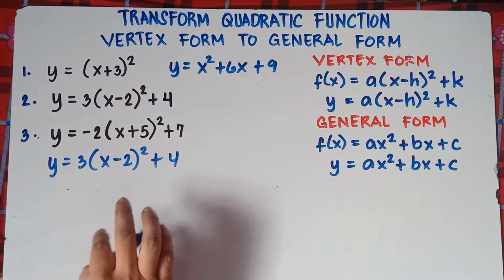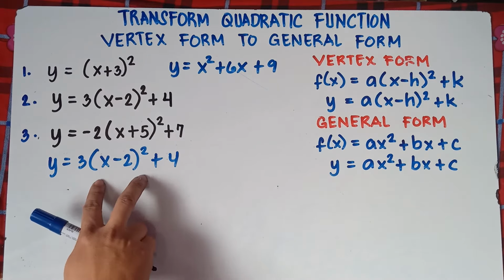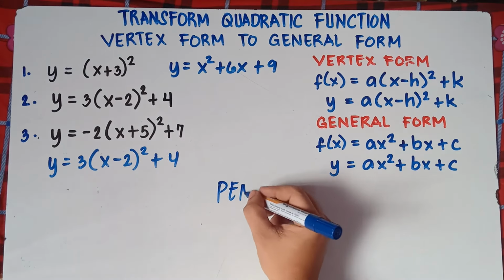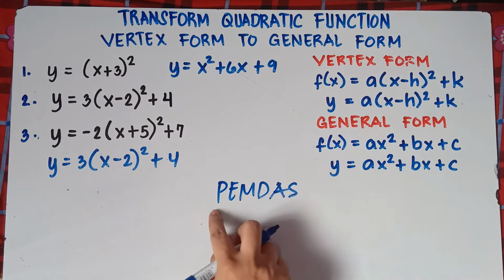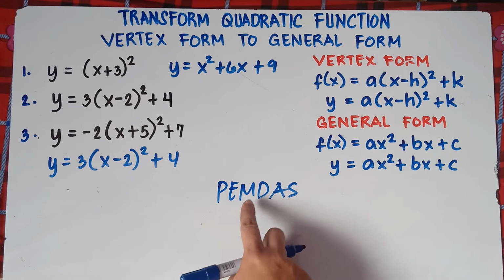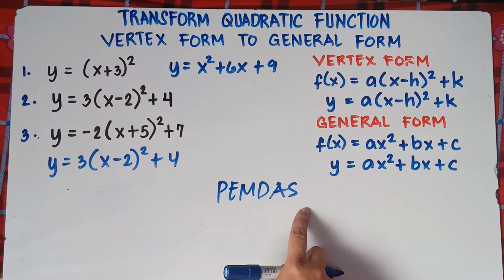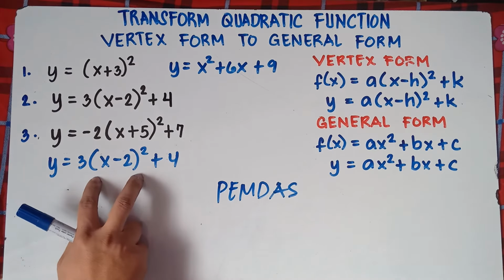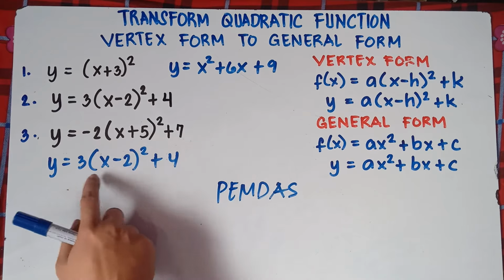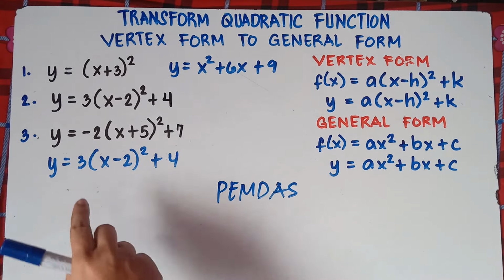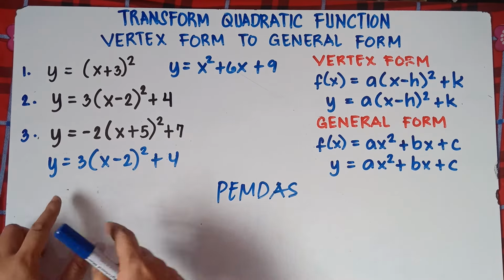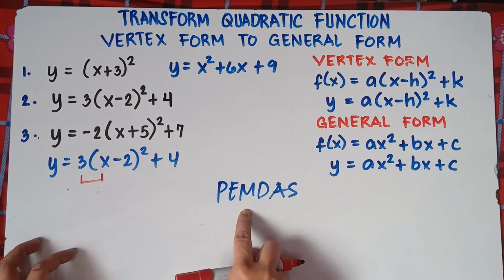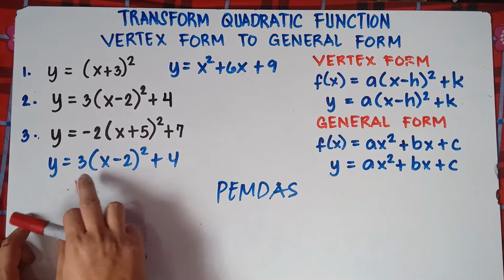Alright, so once again, class, you simplify this one first before multiplying it by 3. Always follow PEMDAS, class. Just remember PEMDAS. Parentheses, exponents, multiplication, division, addition, subtraction. So parentheses, then exponent. So you simplify this one first, x minus 2 quantity squared, before multiplying it by 3. Why is that, sir? Because this is just multiplication, class. 3 times this parentheses is just multiplication. So therefore, we need to simplify this one first.